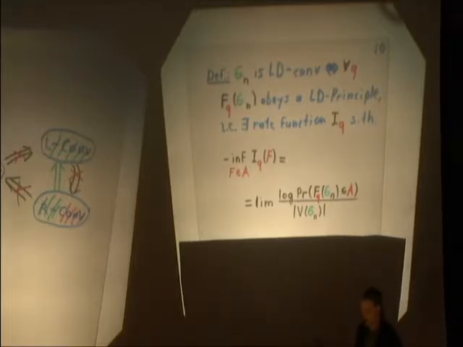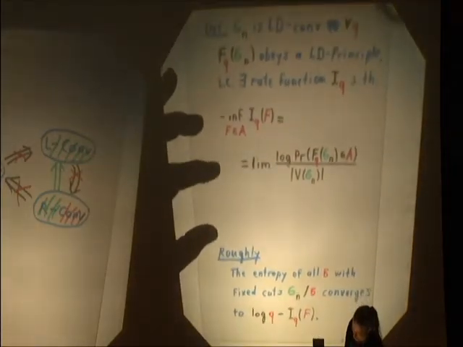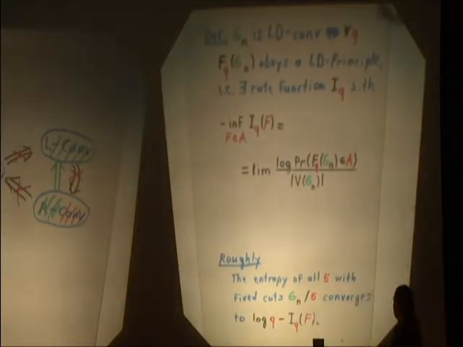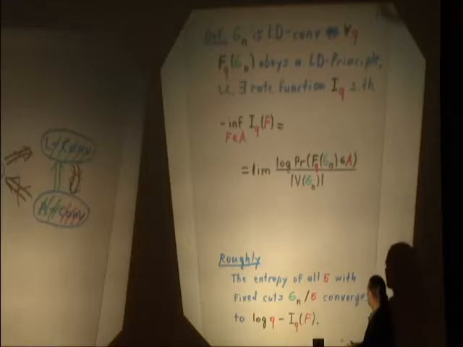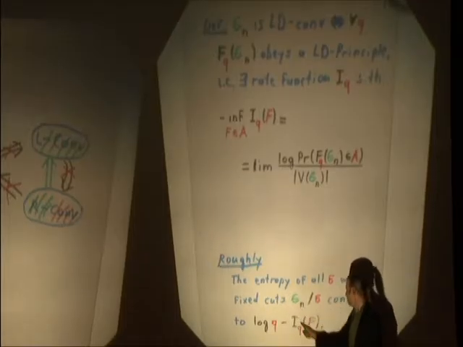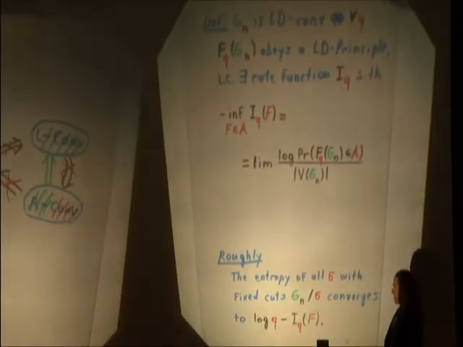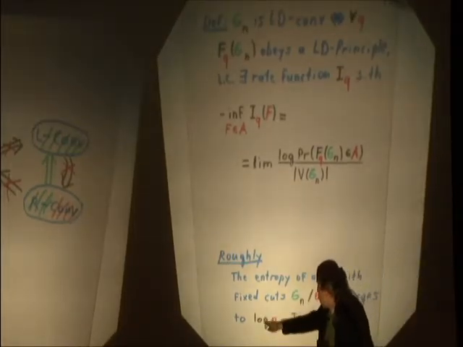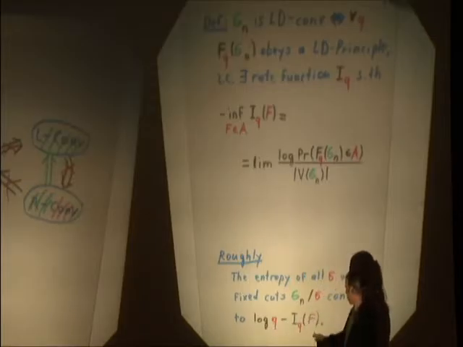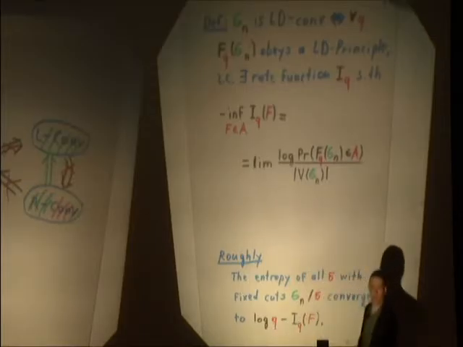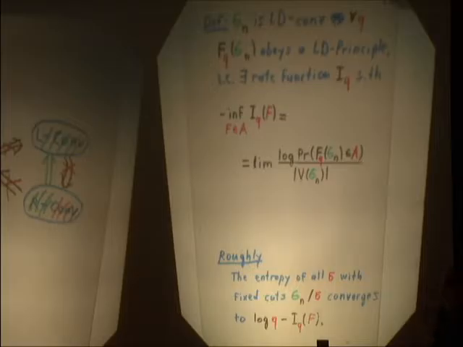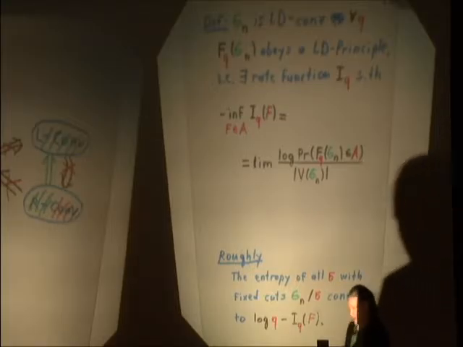Now, roughly speaking, let me formulate it differently. What this convergence means is that if you look at this uniform random coloring, but then you fix these cuts to be equal to f, then you get an entropy which is log Q minus this guy. And how much you go down is exactly the log of this probability in the limit.